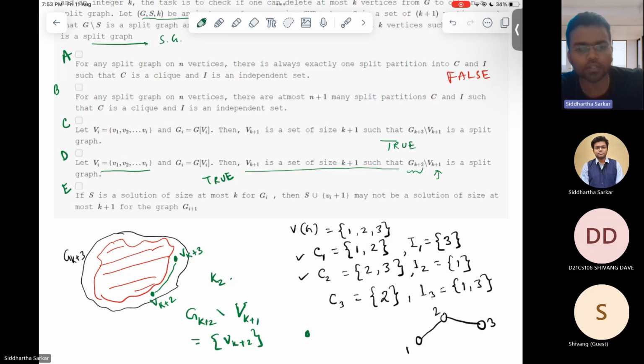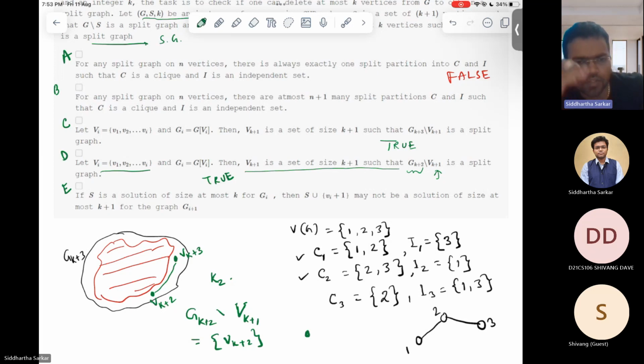So let's look at the last question. We have only a few minutes. The last question is: if S is a solution of size at most K for G_i. Okay, when it is saying a solution, it is looking at the compression. So it is looking at the split vertex deletion problem.